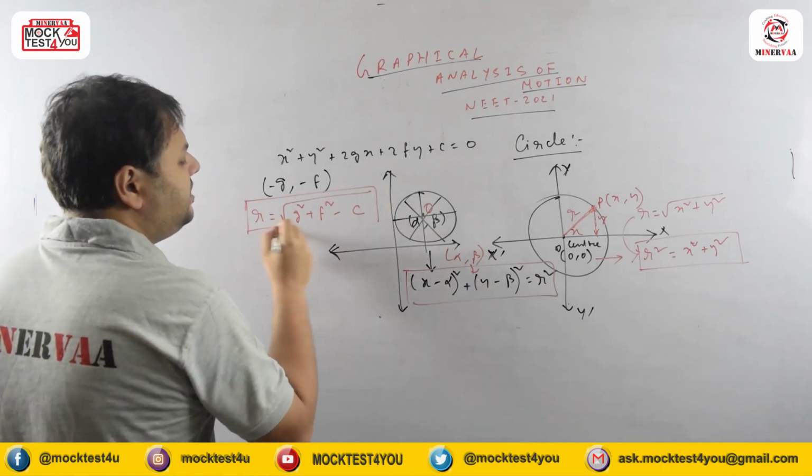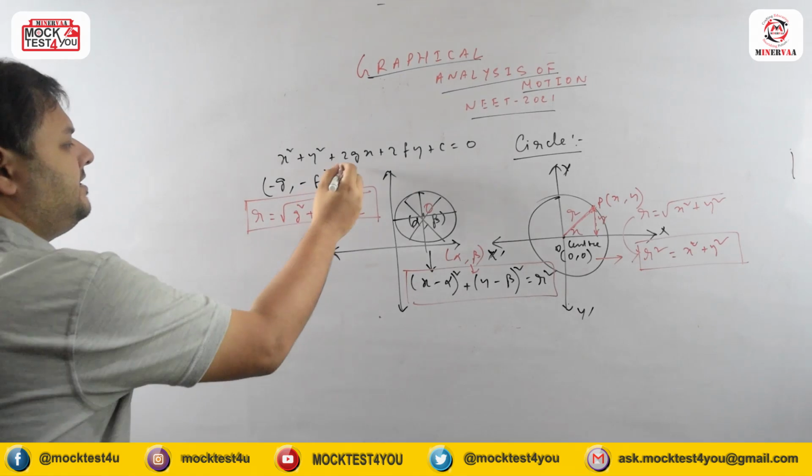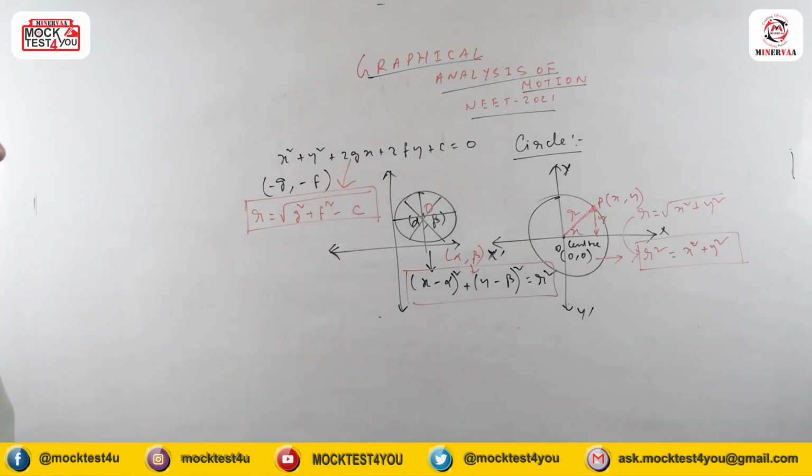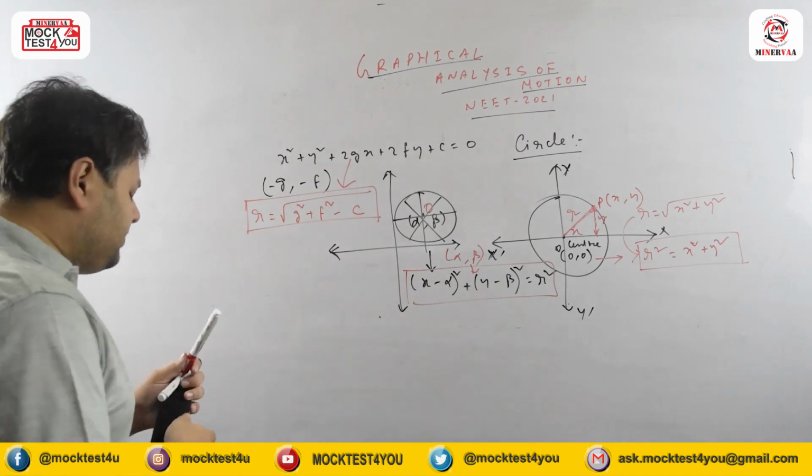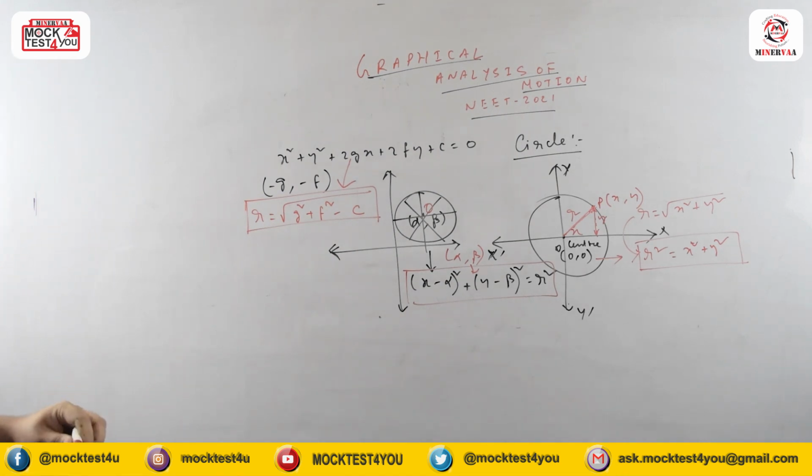Root over g square plus f square minus c will be the radius formula when I am using this particular equation of the circle. So this is a very, very important part, the circles we have. Now apart from circles, one of the most important things we have is called the parabola.